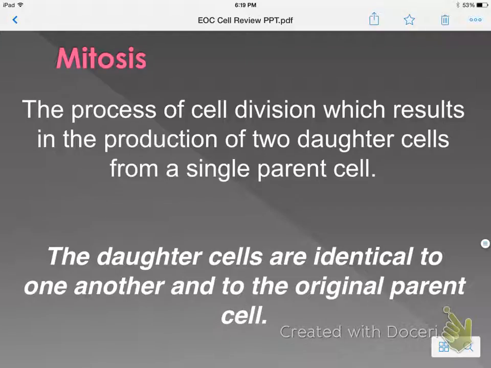So cell division. Mitosis is cell division, which results in daughter cells from a parent cell. The really key phrase here is that the daughter cells are identical to the mother cell. This is like a clone, an exact clone. These are our body cells that do this.